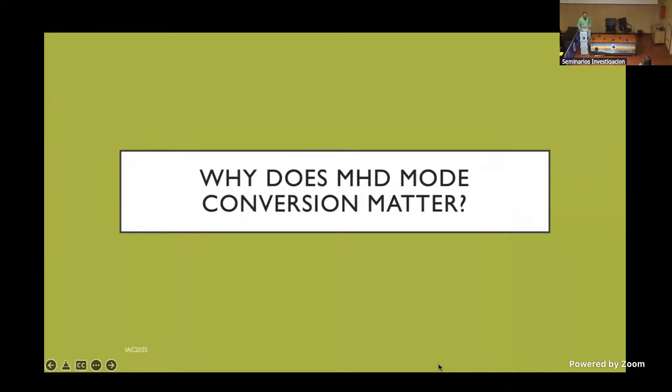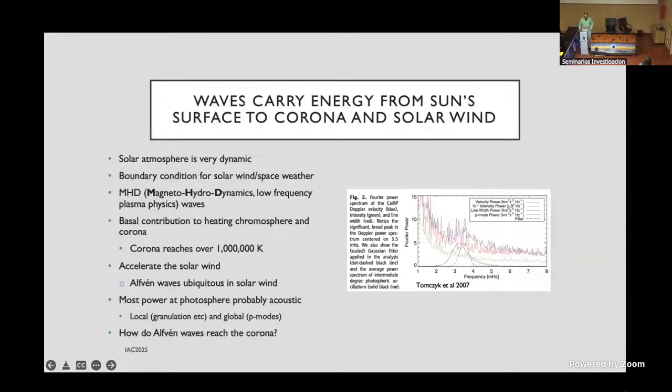So the first question is, okay, mode conversion, why? Why are we interested? What's the point? Now, the point is that waves carry energy from the sun's surface to the corona. We have lots of observations of oscillations in the corona. Those observations are basically of Alfvén or Alfvén-like waves in the corona. So in other words, transverse to the magnetic field, basically incompressible. How do they get there? How does that energy get there?